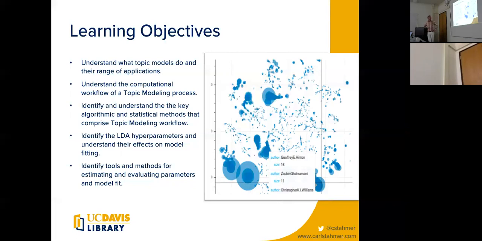To understand the computational workflow of the topic modeling process. And really, I should have said the human workflow too, there's a certain process that you have to go through. Things sort of have to happen in order. If they don't go in that order, then you end up with bad results. And so we want to understand what that is. We want to identify and understand the key algorithmic and statistical methods that comprise the topic modeling workflow.